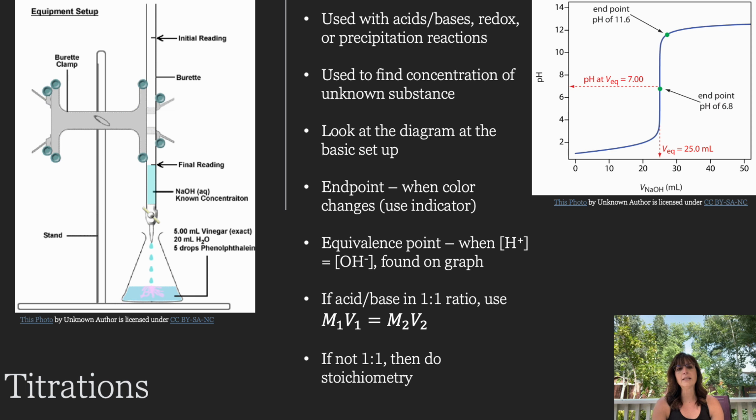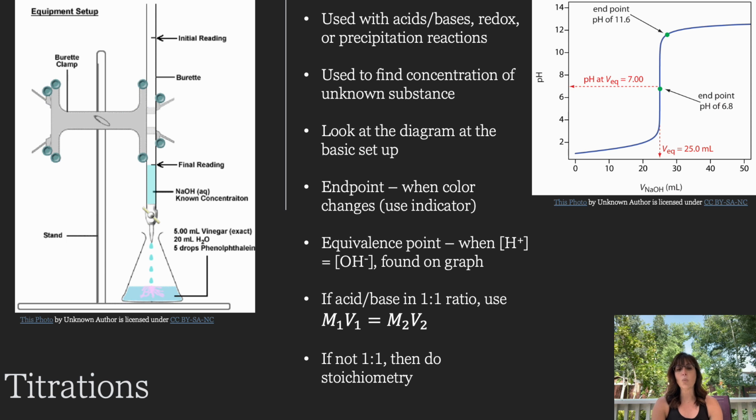Take a look at the basic diagram setup. In the flask or beaker, you have the unknown solution, but you do know how much you have. In the burette above, if the acid is in the flask, you would have the base in the burette. You know the concentration, and you're going to know how much it takes to titrate it. So you need to find the volume.